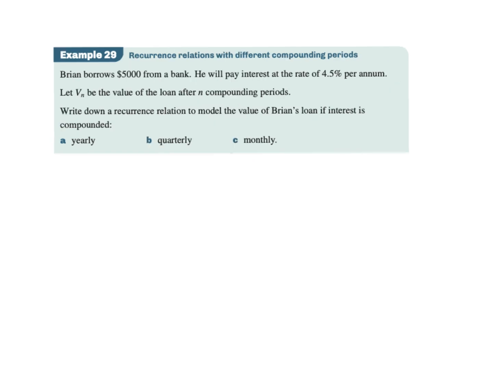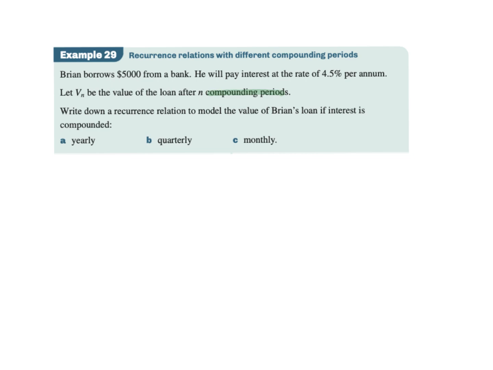Okay, question 29 says Brian borrows $5,000 from his bank. He will pay an interest rate of 4.5% per annum, and let V_N be the value of the loan after N compounding periods. Even if you got to this question, you'd be looking in your cheat sheet, because they're talking about compound interest. It says write a recurrence relation for this, for yearly. So if we go to our formula sheet and get the formula, where's compound interest? Here.